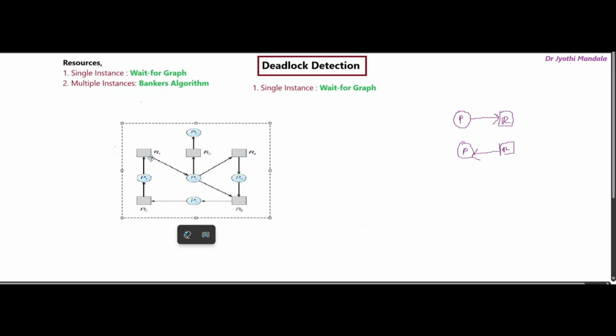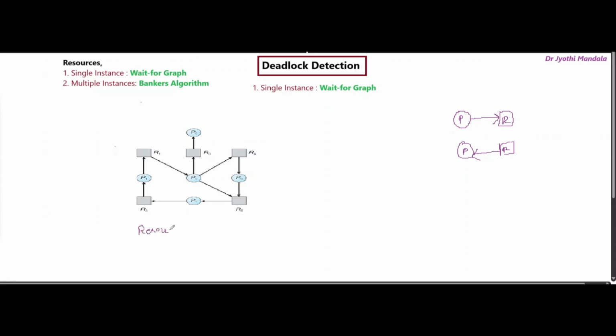If there is an edge pointing from a resource to a process, then that resource is under the control of this process. If there is an edge pointing from a process to a resource, then, for example, P2 is requesting resource R3. So this is the graph. We all know how to draw this resource allocation graph. Now, once the resource allocation graph is available, from this graph we need to draw the wait-for graph. Let me write this down. This is called a resource allocation graph.